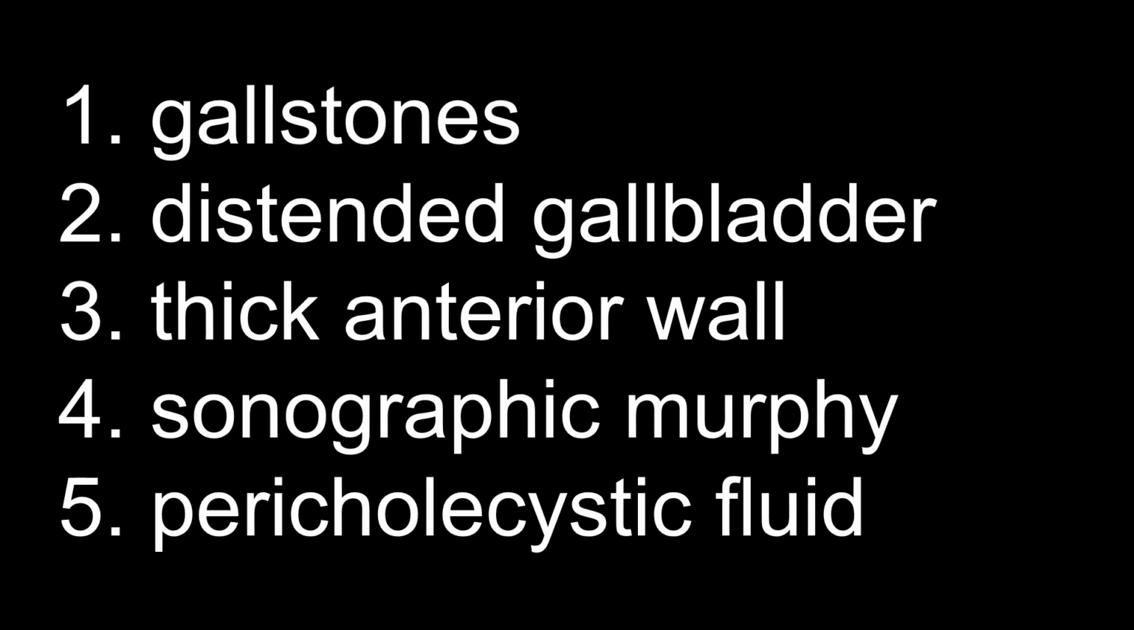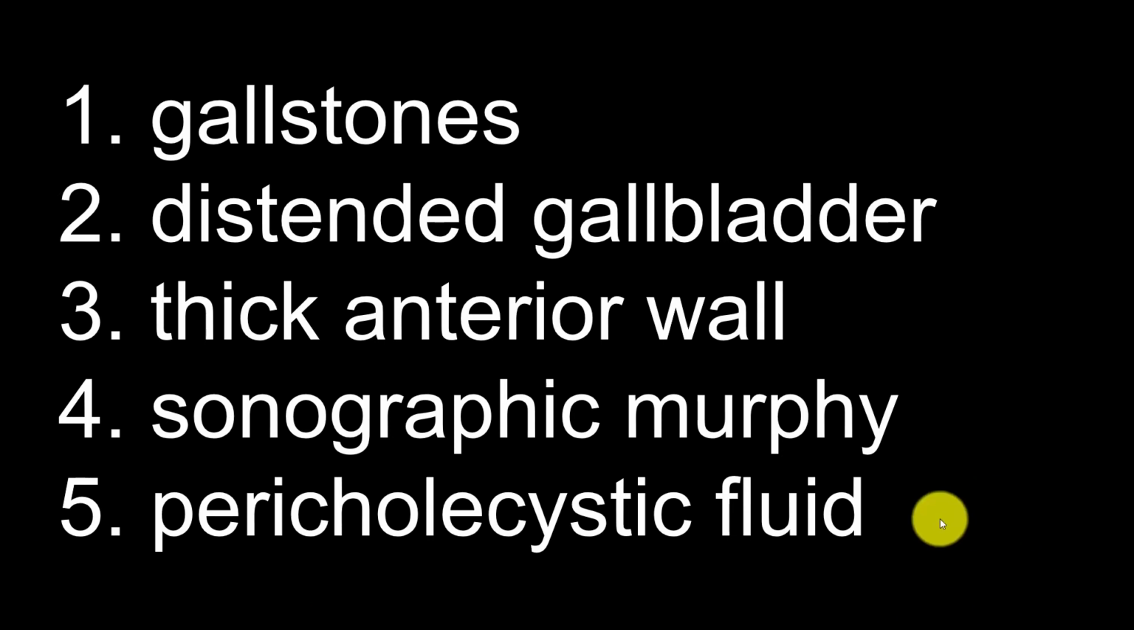And last is paracholecystic fluid. So this is a thin fluid stripe that kind of forms around the gallbladder as it starts to get edematous and inflamed. Just know that paracholecystic fluid is a highly specific finding for cholecystitis, but not very sensitive. It's not always there, especially in the early disease course.